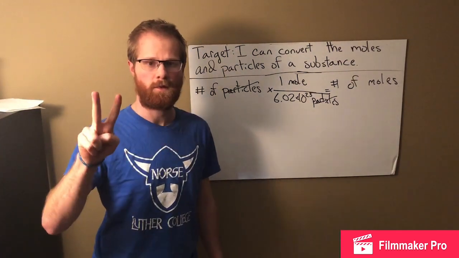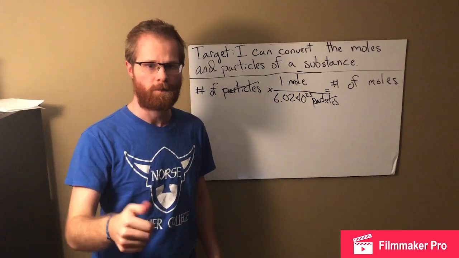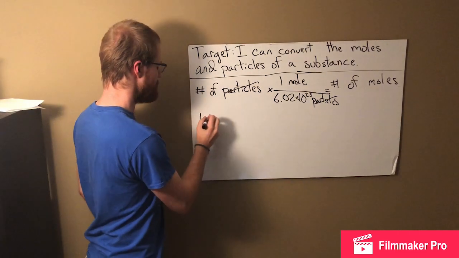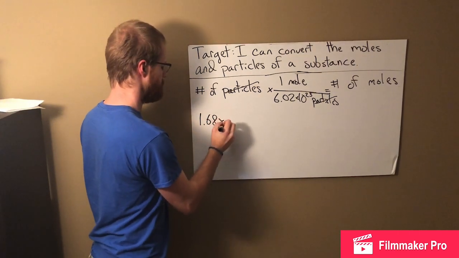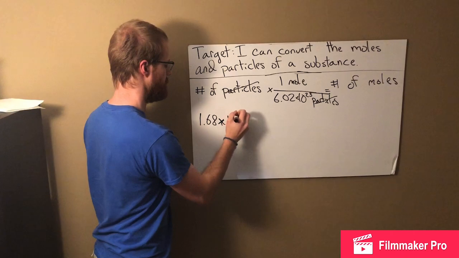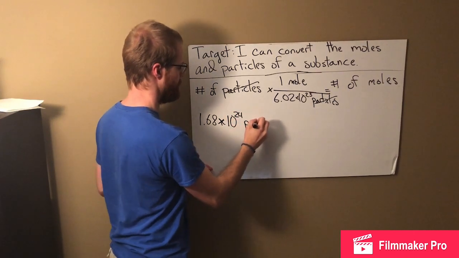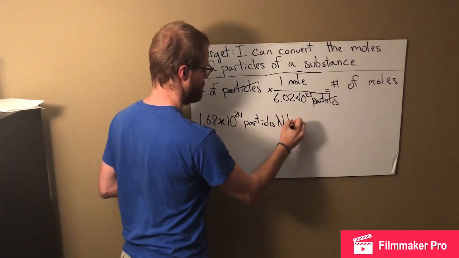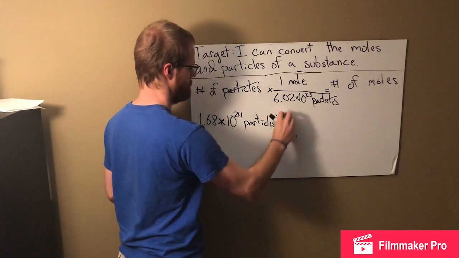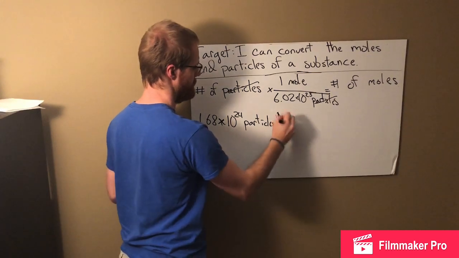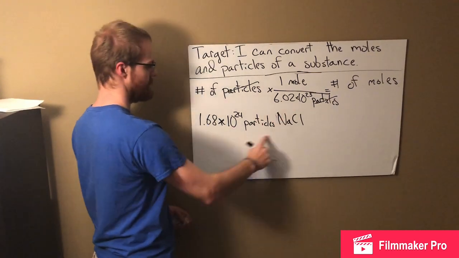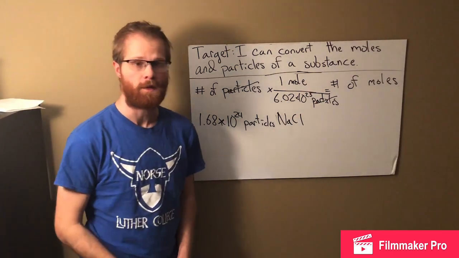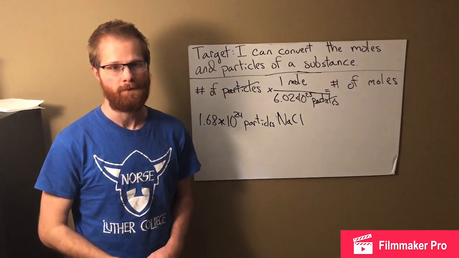Three, two, one, go. In this example problem, let's say we've got 1.68 times 10 to the 24th particles of NaCl. Go ahead and see if you can convert this number of particles into moles of NaCl. When you're ready, you can start up the video again and see if you're right.